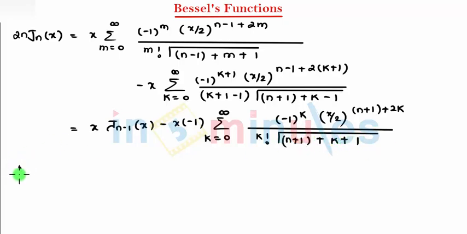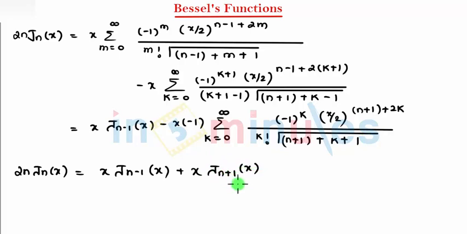So we can write 2n Jn(x) is equal to x into Jn minus 1 of x, and further is plus, minus and minus becomes plus. I can write this as, since it is in k, n Jn plus 1 of x. So that proves my property.